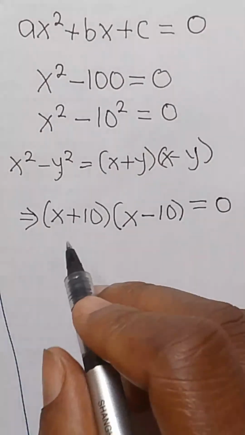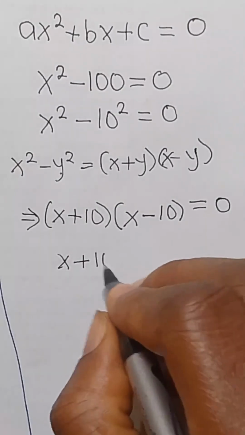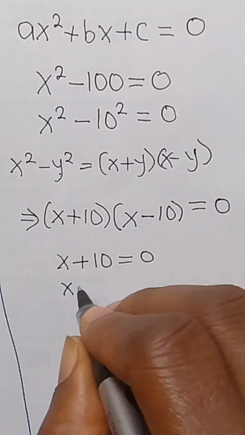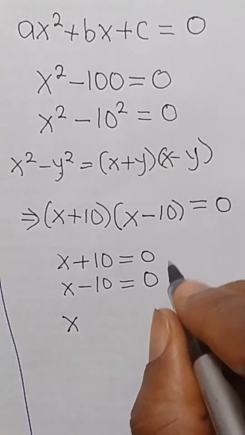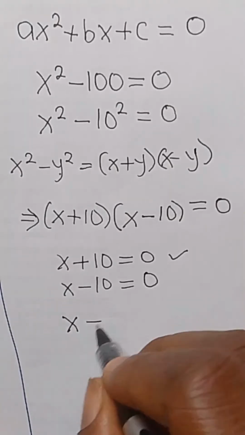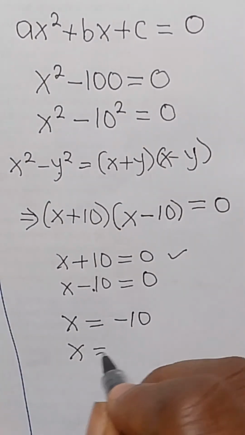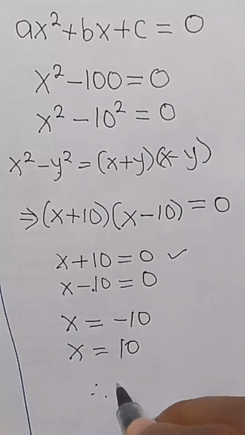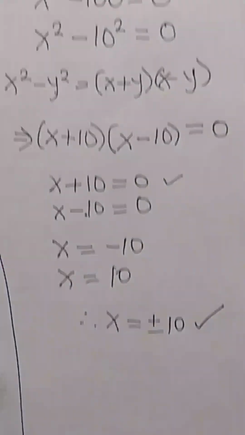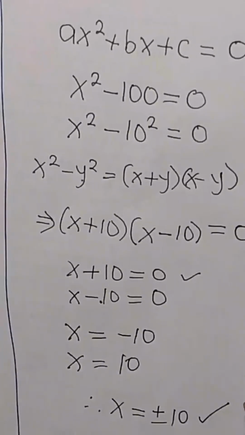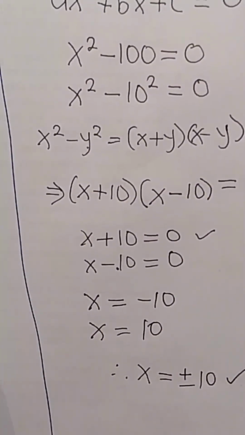So have you seen it? The next thing is that the first bracket, you equate it to 0, and the second bracket, you equate it to 0. From the first one, when this plus 10 crosses the equality sign, it becomes minus 10. When this minus 10 crosses the equality sign, it becomes plus 10. So therefore, our x is equal to plus or minus 10. And that is the answer. Have you seen it? That is how to solve this question. That is the best approach to solve this question.